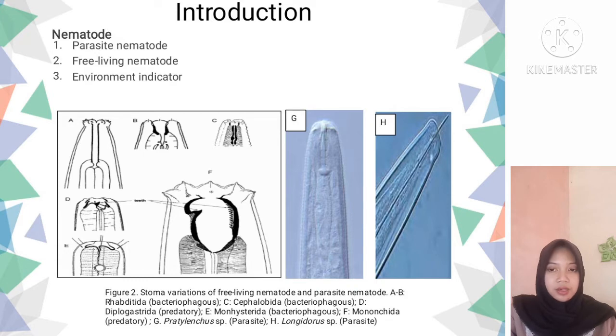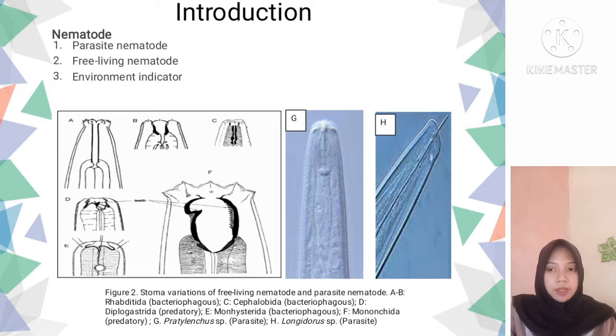Generally, there are two types of nematodes. Number 1, parasite nematodes. Parasite nematodes live inside plant tissue and take food from the tissue by using a stomatostylet and odontostylet. Number 2, free-living nematodes. Free-living nematodes live outside plant tissue. The types of free-living nematodes can be seen in the following figure number 2.